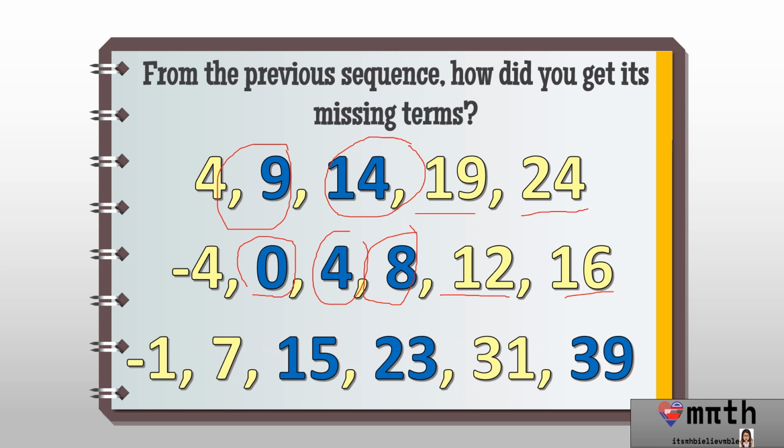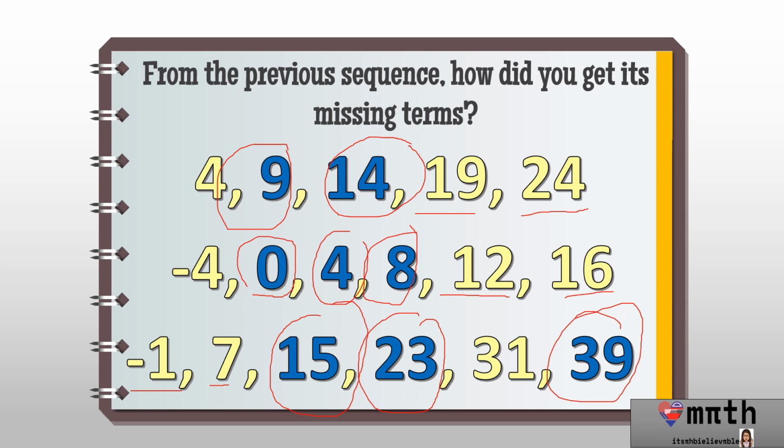On our third sequence, we have -1, 7, 15, 23, 31, and 39. How do we get 15, 23, and 39? We just simply get the common difference from 7 and -1. The difference between 7 and -1 is 8, right? So in order for us to get the next term, we just simply add 8.